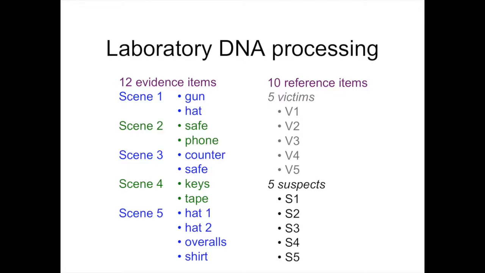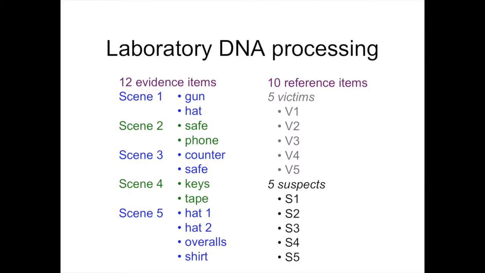We received these 12 evidence items in 1 week, completely separate from any references, and as you can see there, 5 different scenes and overall 12 evidence items, the counter, the safe, the keys, things like that. It's low-level amounts of DNA, and I'm going to be getting to the DNA slide later so we can see how low-level this actually was. But we started processing that evidence immediately.